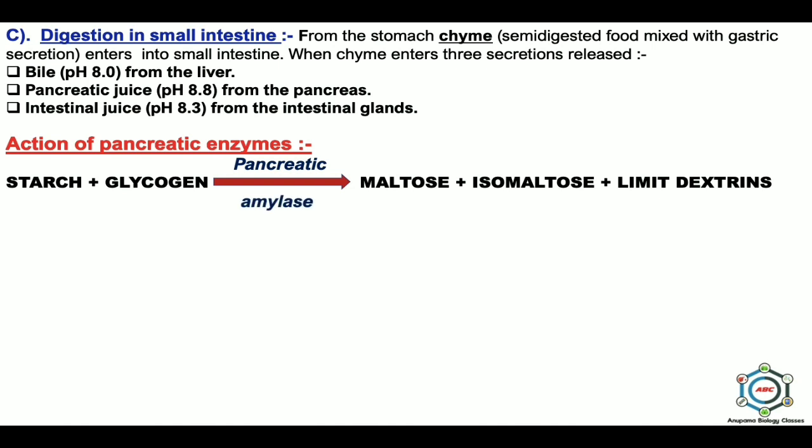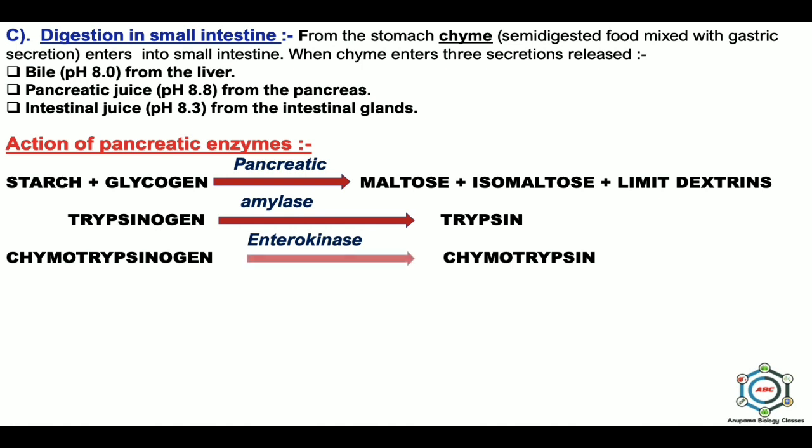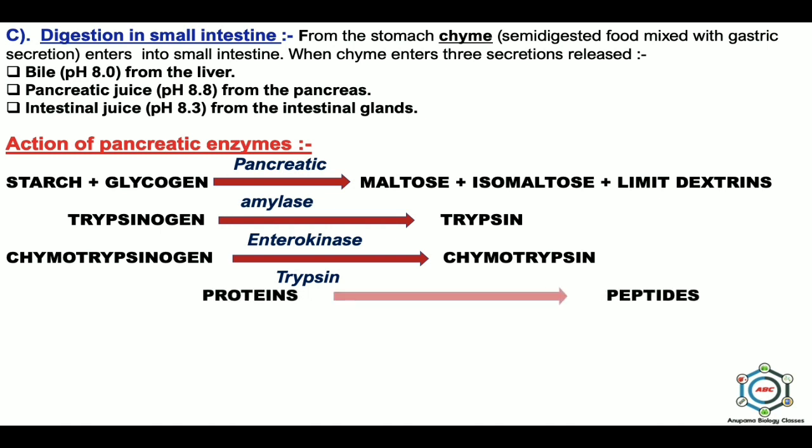amylase. After that, the trypsinogen is converted into the trypsin. Trypsinogen is an inactive form of the enzyme which is converted into trypsin with the help of enterokinase. Chymotrypsinogen is converted into chymotrypsin with the help of trypsin. Chymotrypsinogen is also an inactive form of the enzyme, and both trypsin and chymotrypsin act on proteins, which converts the proteins into peptides and peptones.